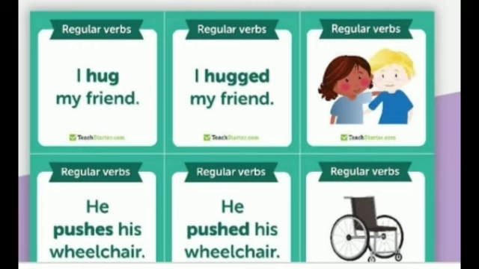Then again in present tense, es is added to the verb. He pushes his wheelchair. So we add es to the verb. But in past tense, we add ed to the verb to make it past tense. He pushed his wheelchair. In this way, if it is present tense, es is added, whereas in past tense, ed is added. So we learned today about the tenses that are present and past tense.